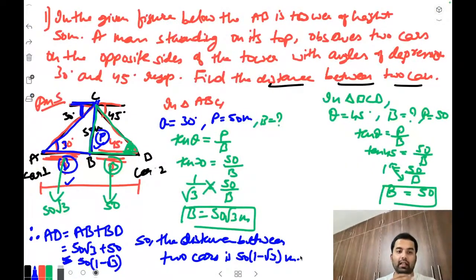What we did here? Angle of depression was there. Angle of depression. See this. Angle was given here. So first we applied AIA, which is what? Alternate interior angle. We kept inside. After keeping inside, then it becomes easy to answer it. Okay.